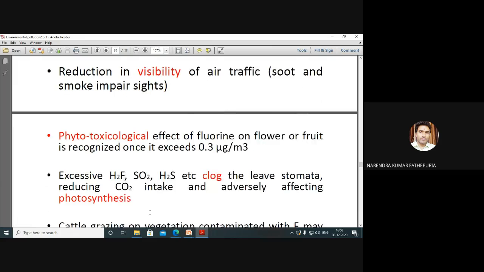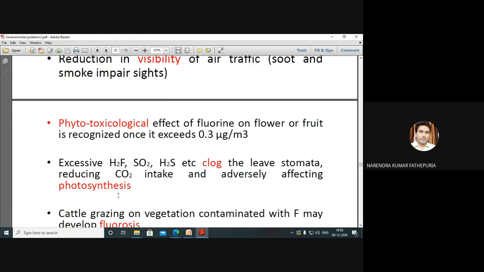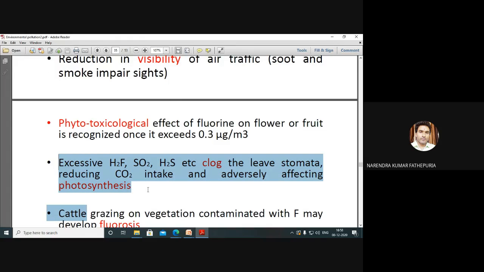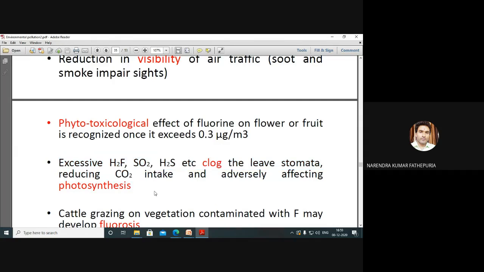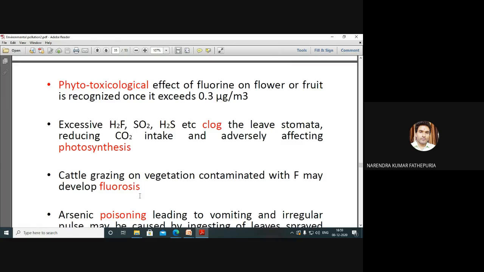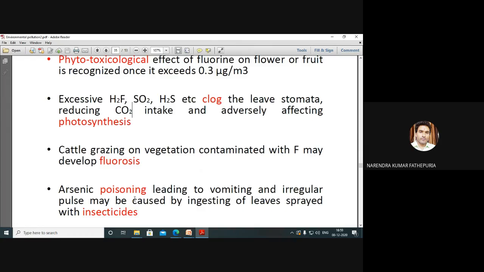And then excess hydrogen disulfide and sulfur dioxide clog the leaf stomata, as I told you about the effect of pollution on plants, reducing carbon dioxide intake and adversely affecting the photosynthesis process. As I told you, photosynthesis is the only source of oxygen. If the photosynthesis process is disturbed, we will not get a sufficient amount of oxygen from the plants. These are the producers. Cattle grazing on vegetation contaminated with fluorine may develop fluorosis.